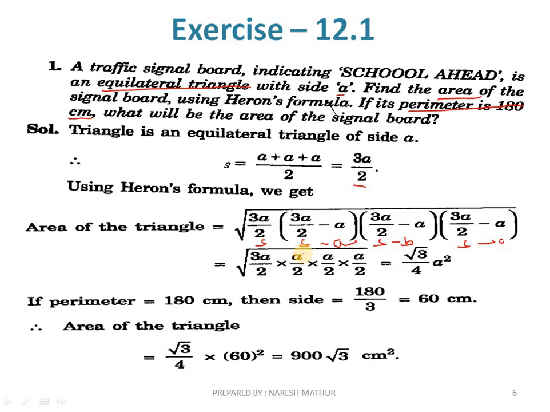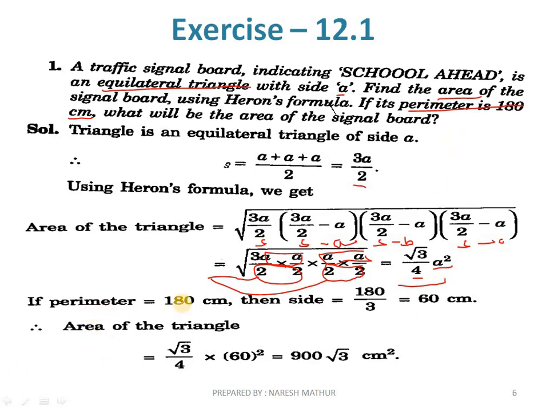Now when we have to find a square root, what do we do? Just make pairs. Put this 2 out from the square root. Again this 2 out from the square root. So 2 into 2 will be 4, so we have 4 in the denominator. In the numerator, A, another A. So we have A square outside the square root and we are just left with root 3. So the formula for the area of an equilateral triangle is root 3 by 4 side square. So we can use the direct formula from now onwards to find the area of an equilateral triangle.